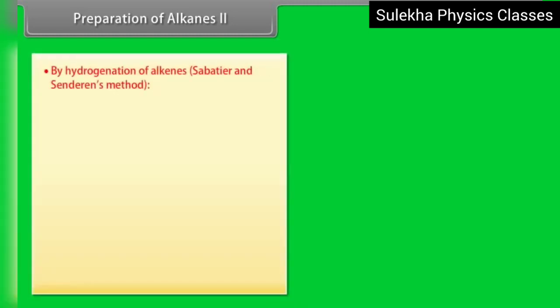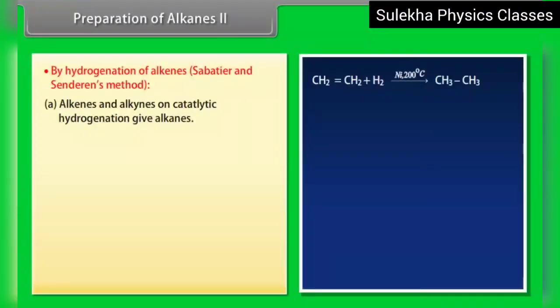Preparation of alkane Part 2. By hydrogenation of alkenes and alkynes, Sabatier and Senderens' method. Alkenes and alkynes on catalytic hydrogenation give alkanes.